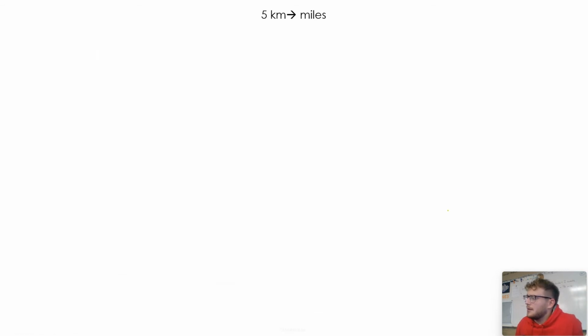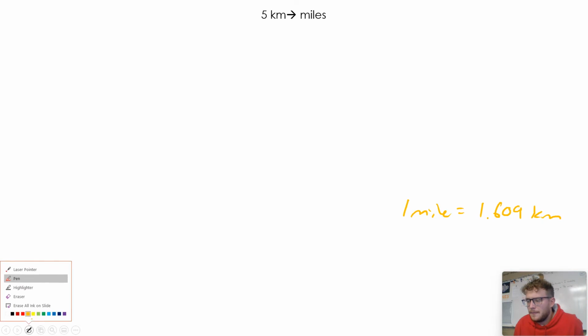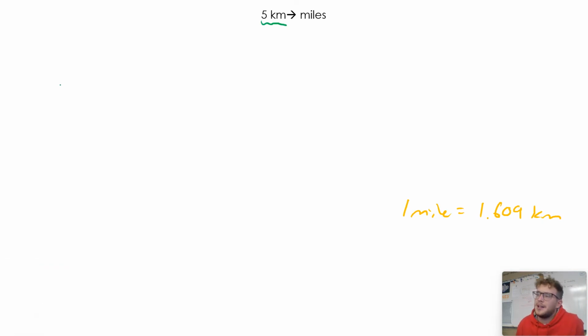So I'm going to write that down here in the corner. 1 mile equals 1.609 kilometers. I'm going to use that. Now that I have my conversion written down, I'm going to set up my problem. I'm going to take what I was given, what I'm trying to convert, the 5 kilometers, and write it right there. I know I need to multiply that by some sort of conversion, some sort of fraction.